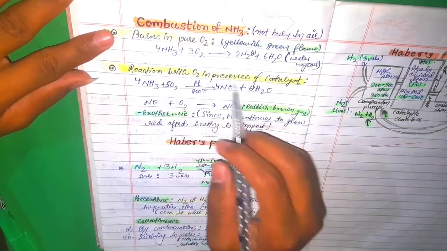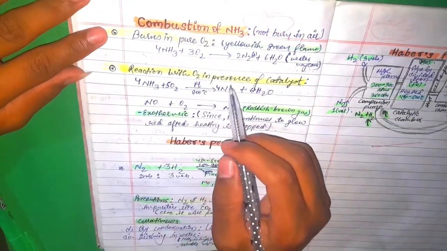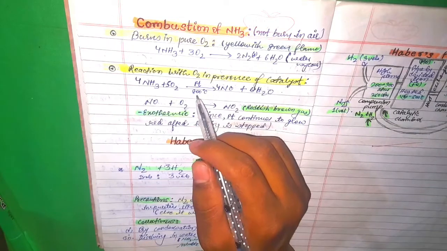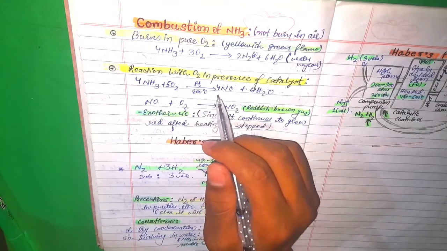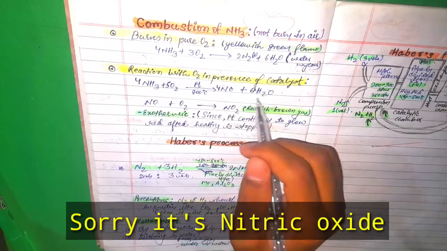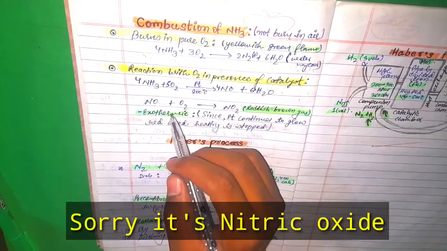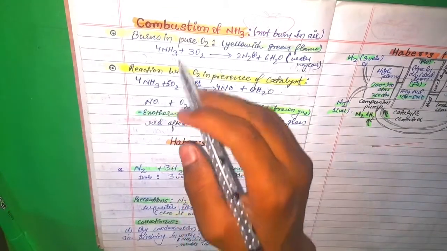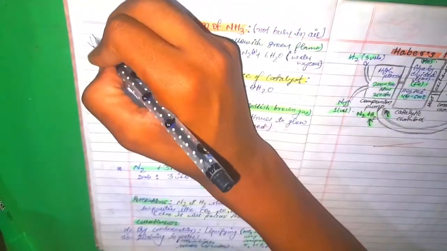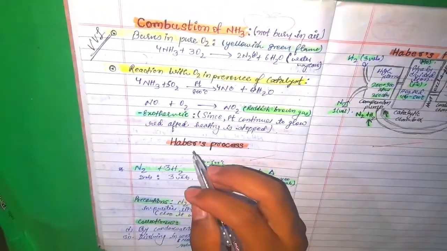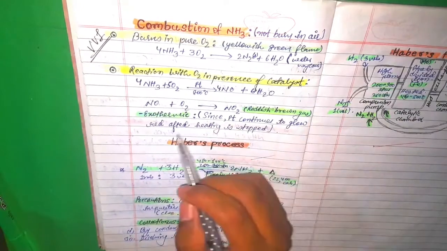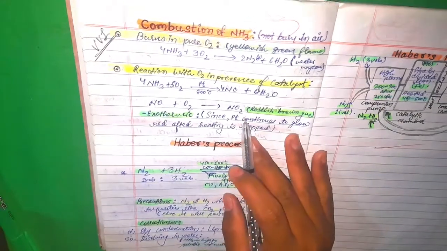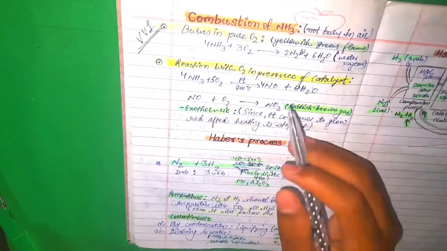And reaction with oxygen in the presence of a catalyst: ammonia plus oxygen in the presence of platinum at a temperature of 800 degrees Celsius will give nitric oxide plus water. Then nitric oxide will react with oxygen to form nitrogen dioxide, a reddish brown gas. You all have to learn all these reactions, both are very important. I have seen them in last year's question papers. And this is an exothermic reaction because platinum continues to glow red after heating is stopped. So this was the combustion of ammonia.